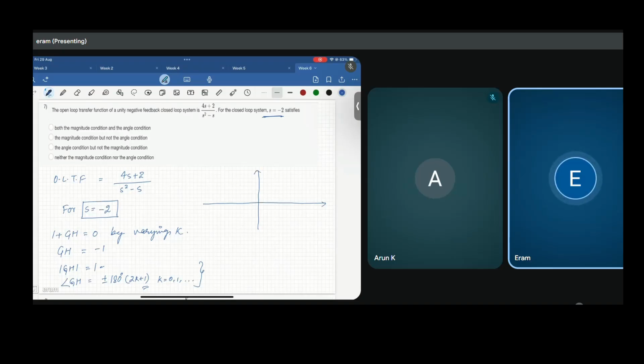So from here we know the zeros of the open loop transfer function, let's write it down. The zero of the open loop transfer function is at minus 1 by 2 and the poles of the open loop transfer function are at 0 and 1. So we have 2 poles and 1 zero of the open loop transfer function. So it will be lying at minus 1 by 2. This is the pole 0 and pole 1.